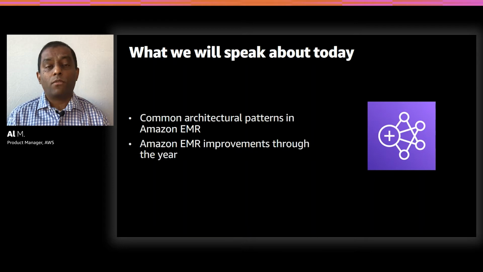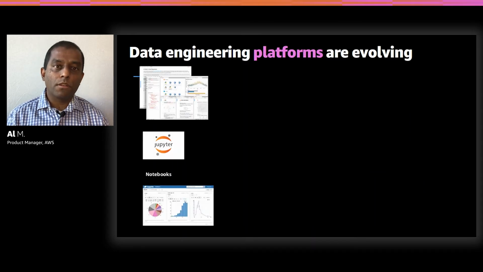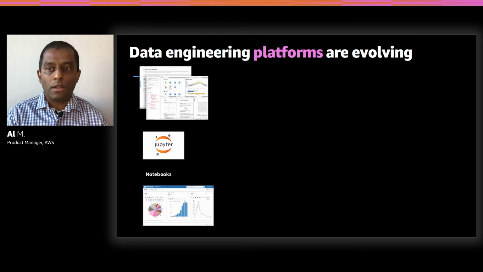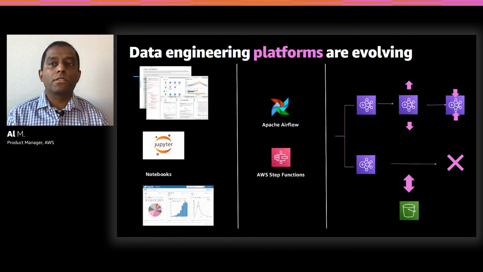Data engineering platforms are evolving, and there's a common pattern across multiple data engineering platforms. You have clients like notebooks or edge servers on one side, which are used by data scientists and data engineers. The most common orchestration systems that we see are Apache Airflow and AWS Step Functions.